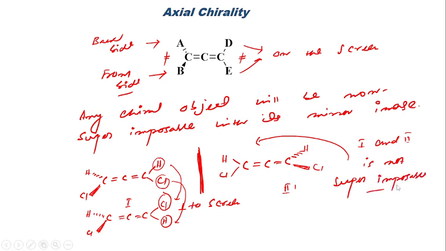So using this core concept of stereochemistry, that any chiral object will not be superimposable on its mirror image, this allene is chiral in nature. If the allene is chiral, then the next question is, is it R or S? This is the fundamental question.